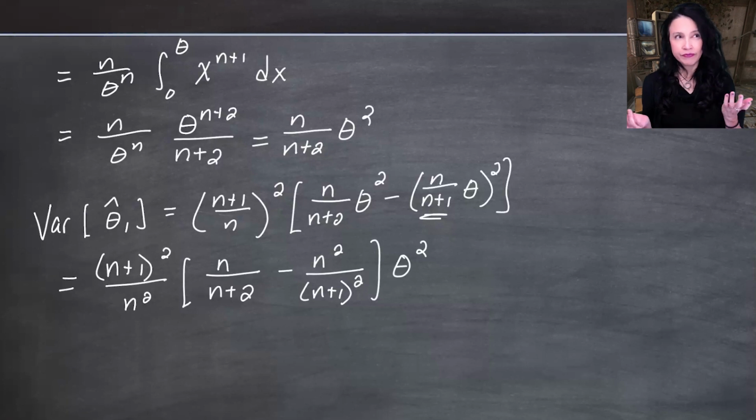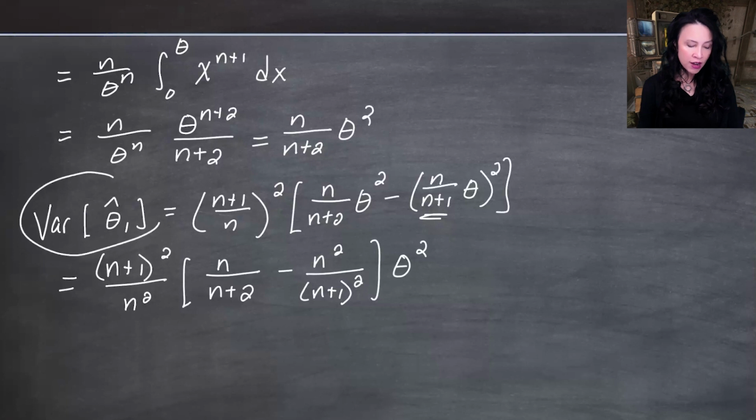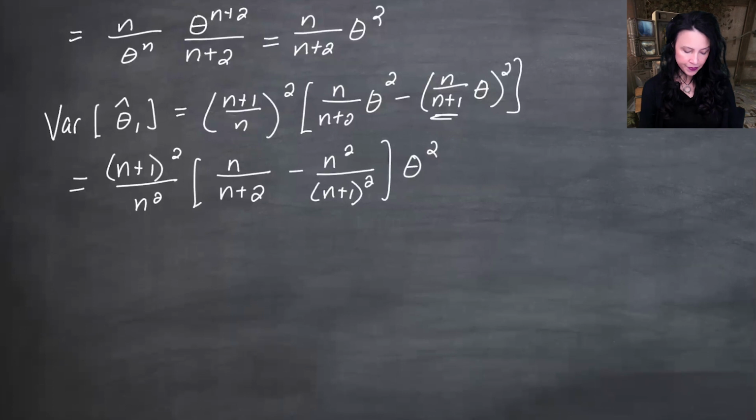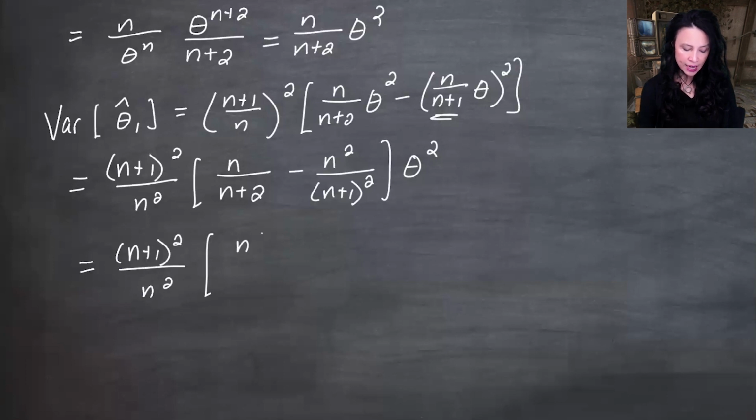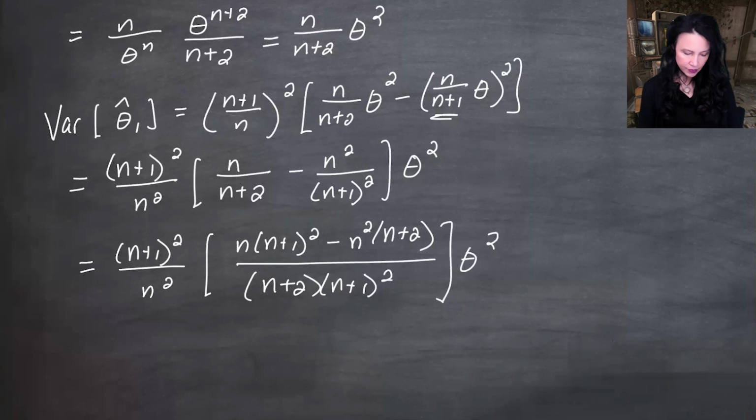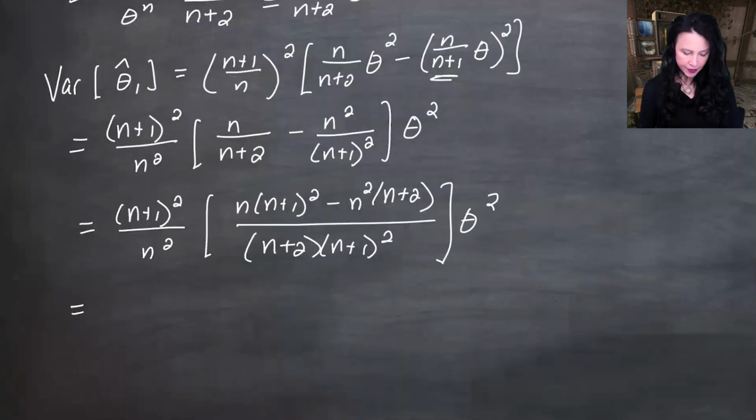As something to know for this class, I don't care if you simplify your answers unless I specifically say simplify. But because I do want us to go on and find the variance for theta 2 hat and compare, I think it's going to be a good idea to try to simplify this. So I've got n plus 1 squared over n squared and a common denominator in here. I just have to finish, I guess. I wish I'd worked this out.